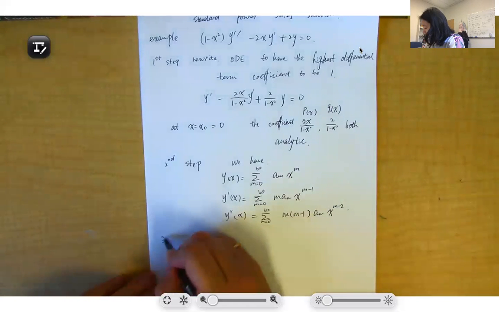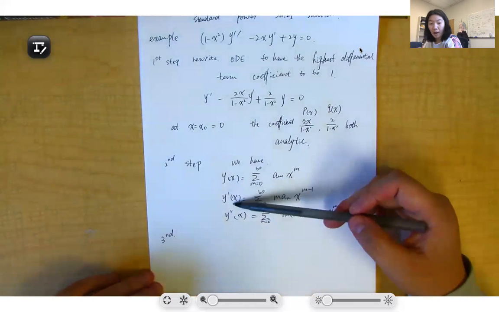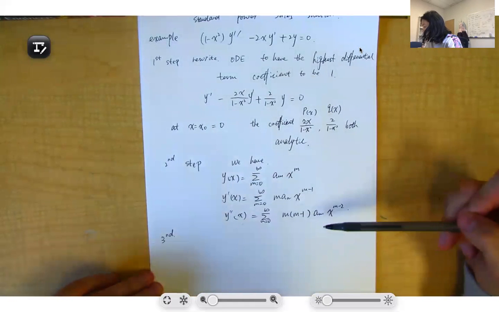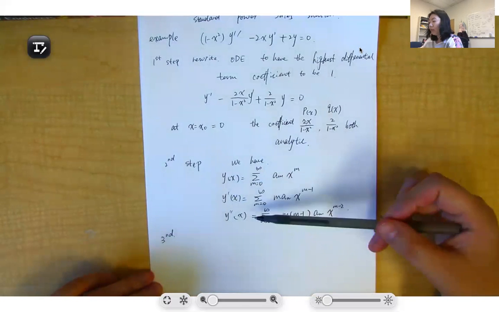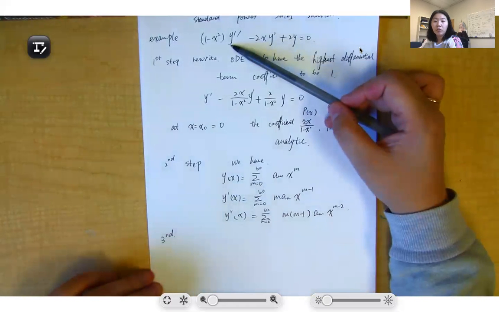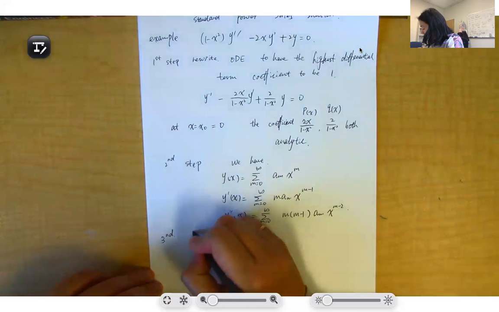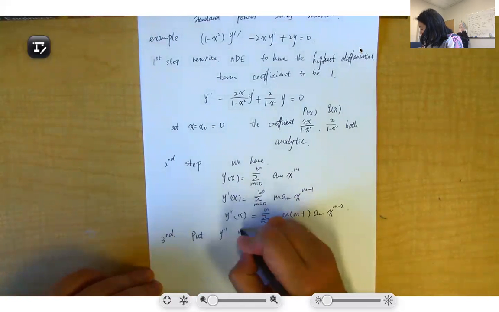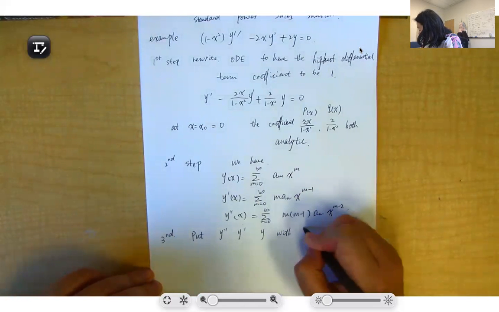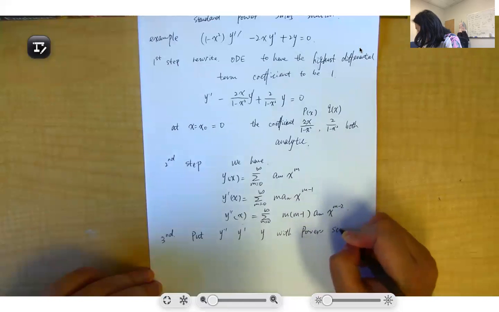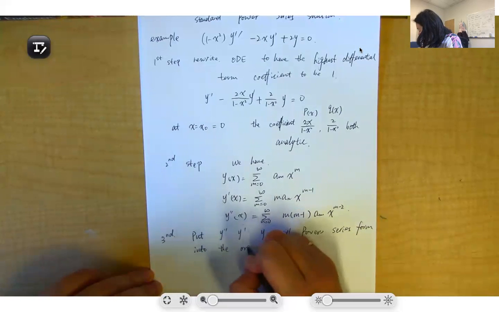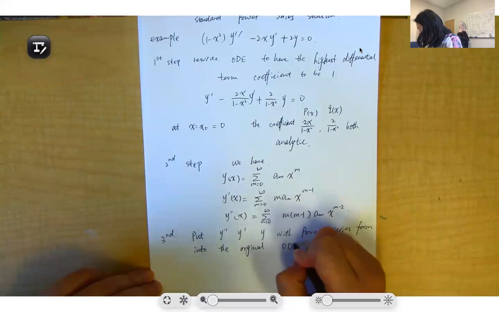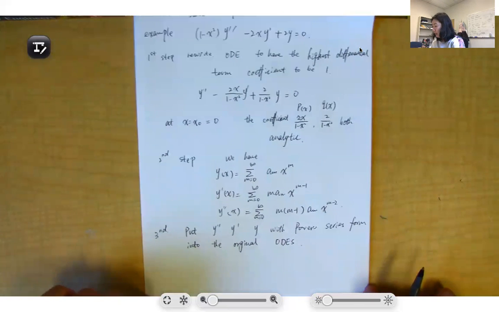Then the third step, after we write our y prime, y double prime using the power series, what we need to do is substitute the y double prime, y prime, and y into the original ODE, and try to see what all the terms look like. Okay, so put y double prime, y prime, y with power series form into the original ODE. Okay, so let's see how this works.